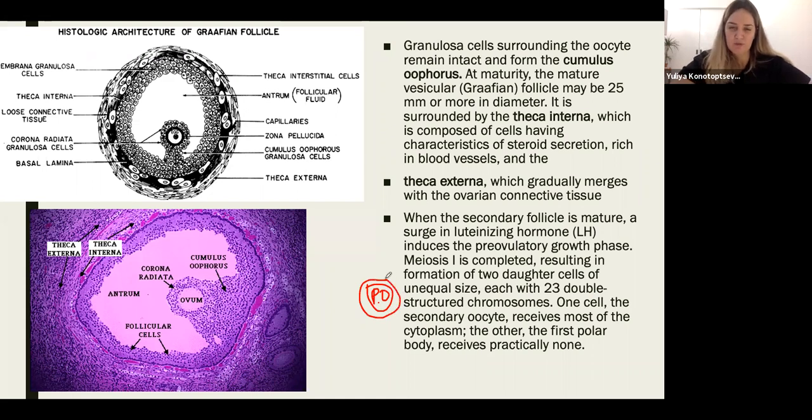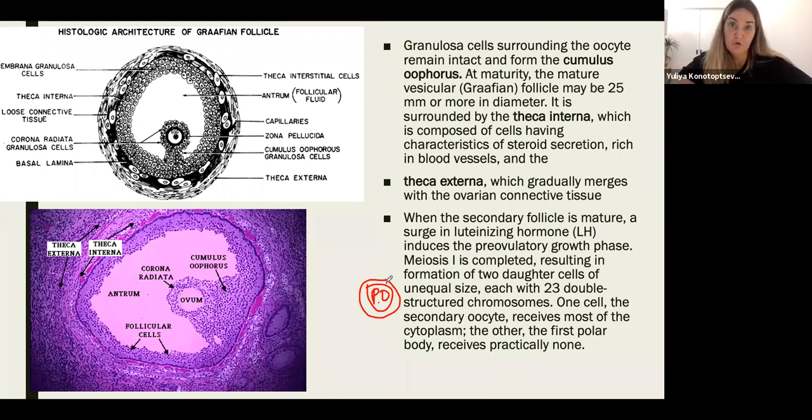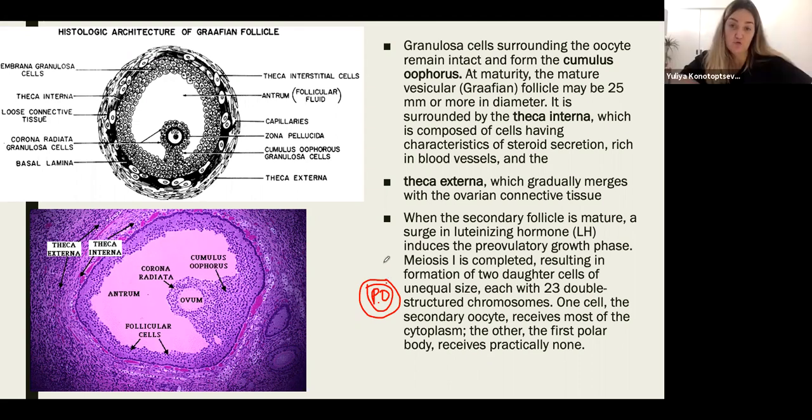What is zona pellucida? Glycoprotein. Who makes this glycoprotein? Granulosa cells. Where are the granulosa cells? Surrounding the zona pellucida. So on top of the zona pellucida, you're going to find stratified cuboidal follicular cells, which we now call granulosa cells. This is a primary follicle.